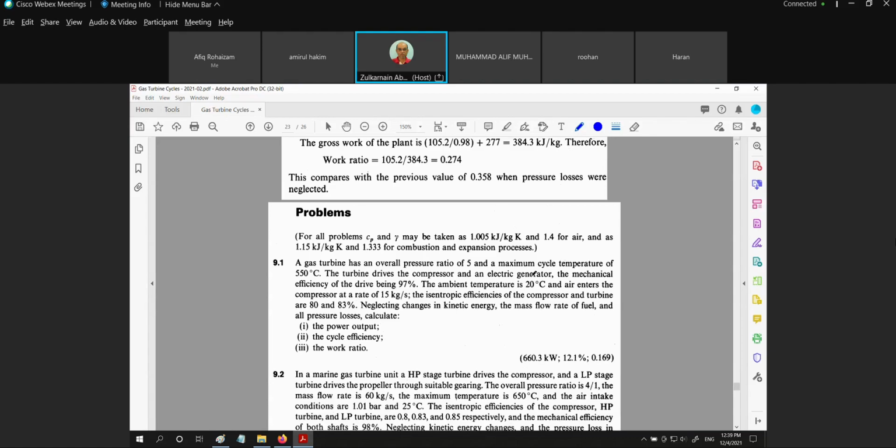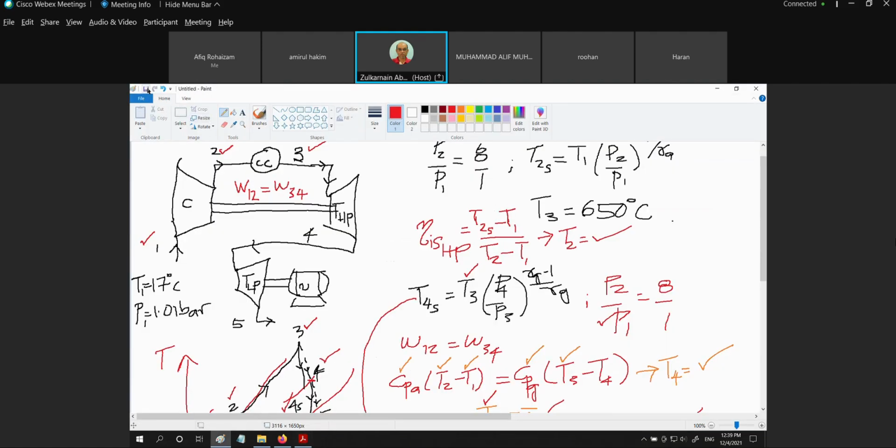And we have the maximum temperature of 550. Again, the maximum temperature should be the temperature at the inlet of the first turbine. Because we only have one turbine, it goes to that turbine. And how do we get the high temperature before entering the turbine? Then we must have a combustion chamber.